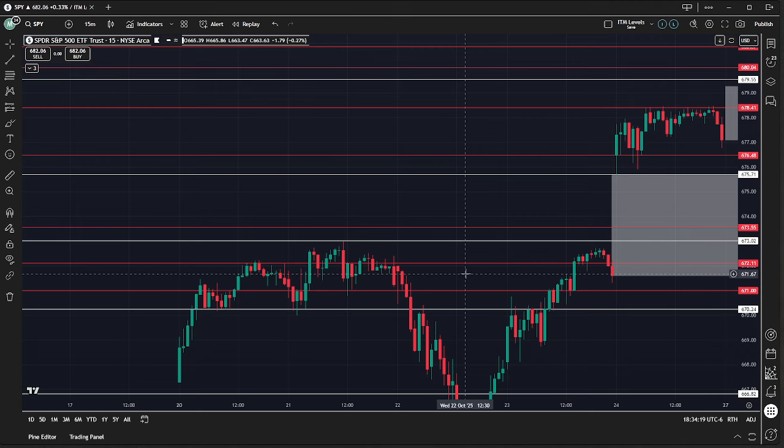Okay, so I like this one right here. We hold above demand, we start pushing to supply right here. Hold demand, push up, hit supply, push down. Open 11, that's where I got that level from. Right here, hold below it.